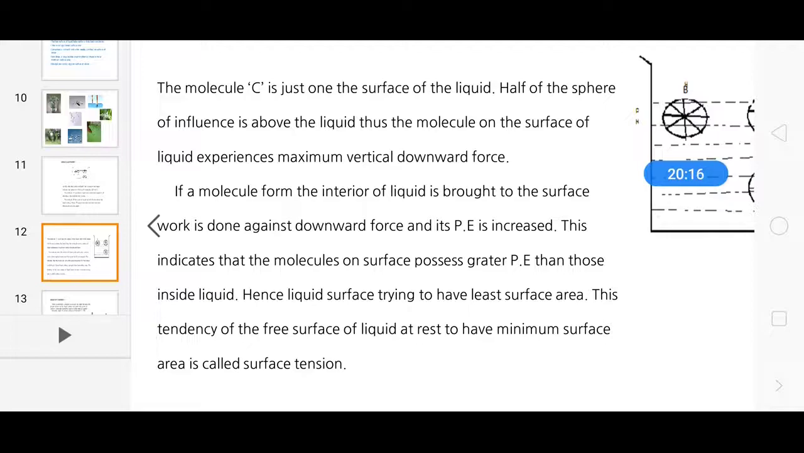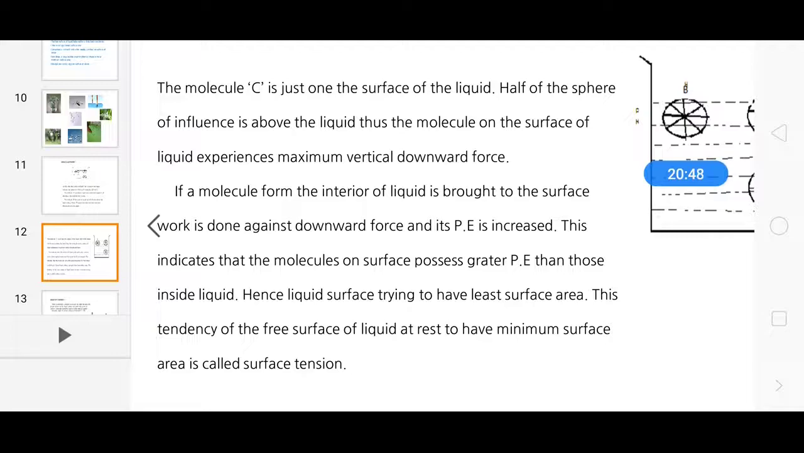This indicates that molecules on the surface possess greater potential energy than those inside the liquid. Hence, the liquid surface tries to have the least surface area. This tendency of the free surface of a liquid at rest to have minimum surface area is called surface tension.